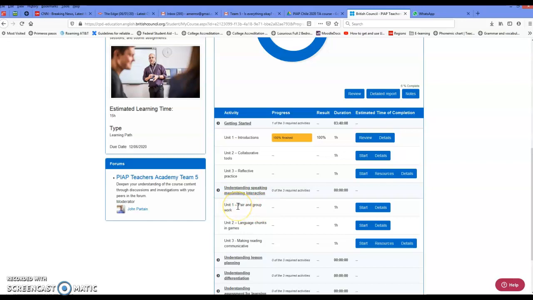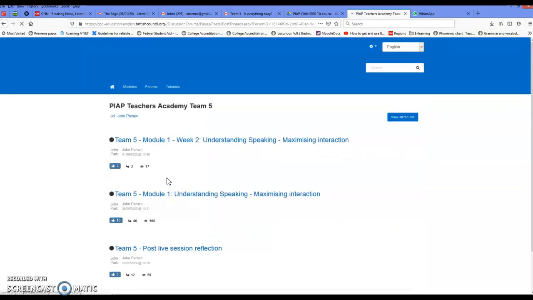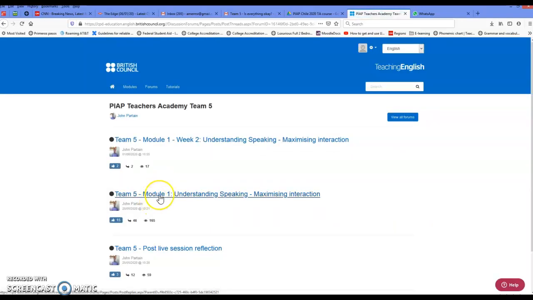Okay, so what I would prefer is that you can start participating in the forums. Here's our forum area. Okay, this is the forums. So what I would prefer is that you try to finish these units first and then participate in the forum. To participate in the forum is very easy. This was our discussion from last week, and this is our discussion from this week.